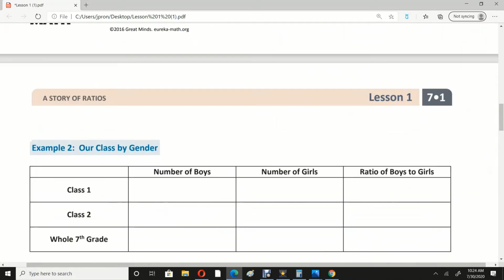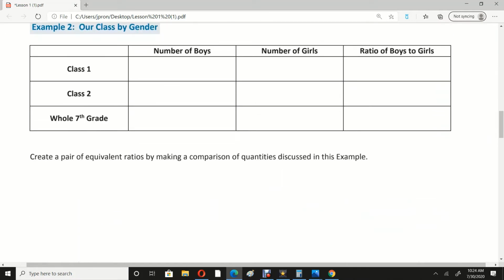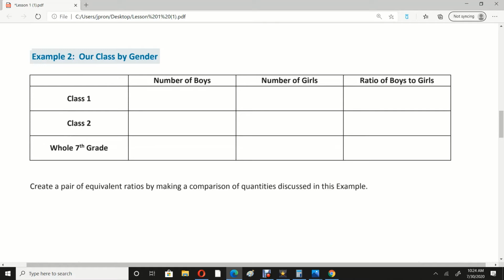And whether you're at home or in class with me, if you're in class with me, we can do this exercise together. So we're going to take a poll and see how many boys are in the class, how many girls are in the class, and we're going to write the ratio between that. So if you're in class with me, you can skip over this part. But if you're not in class with me, let's make up some numbers real quick.